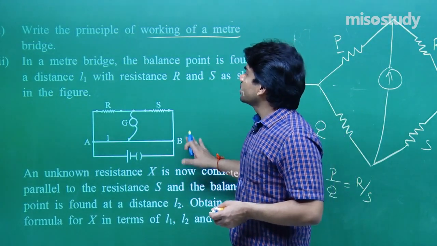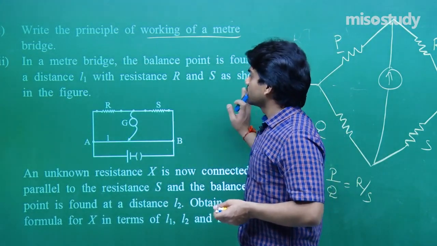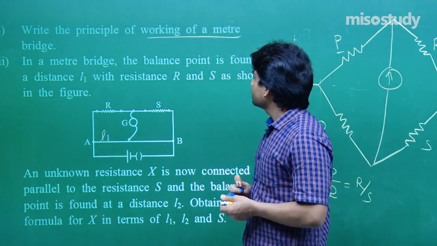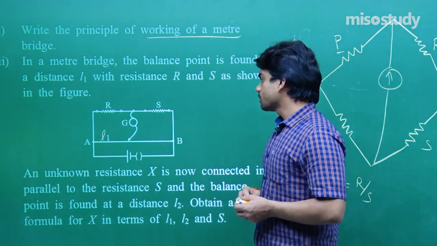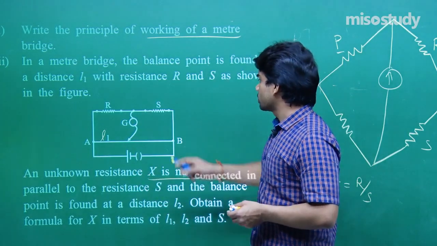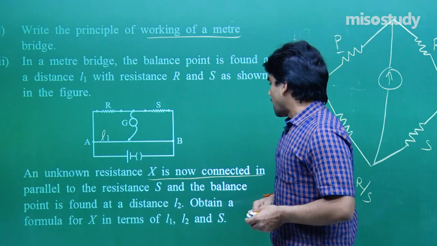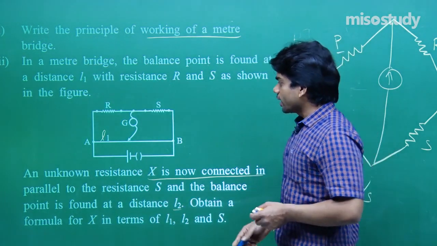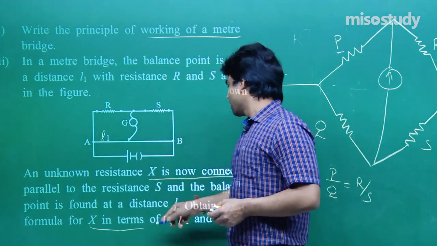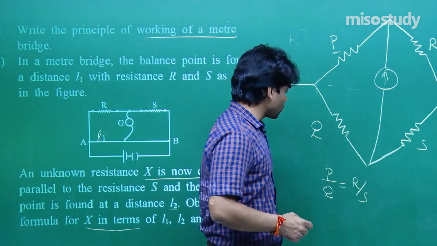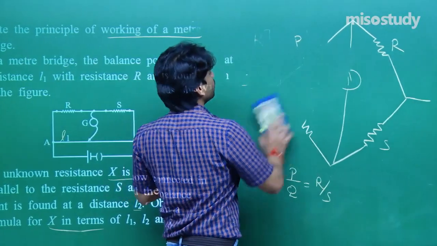Now for this case, in a meter bridge the balance point is found at a distance L1 with resistance R and S as shown in the figure, and a known resistance X is now connected in parallel to resistance S, and the balance point is found at a distance L2. Obtain a formula for X in terms of L1, L2 and S. Not too tough for us to make it out.